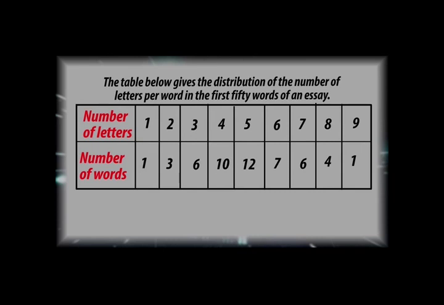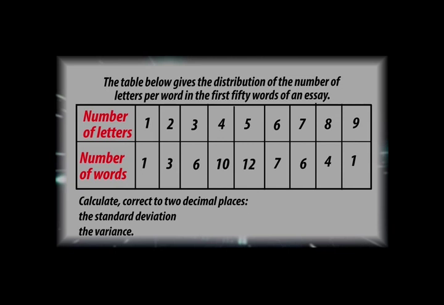It says the table shows the distribution of the number of letters per word in the first 50 words of an essay. And in the table, I'm sure you can see number of letters, number of words. We have the number of letters going from 1 to 9. And the words are 1, 3, 6, 10, 12, 7, 6, 4, and 1, respectively. The question says, calculate correct to 2 decimal places the standard deviation and the variance.